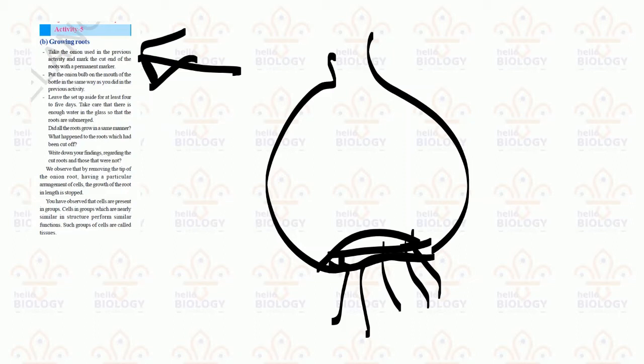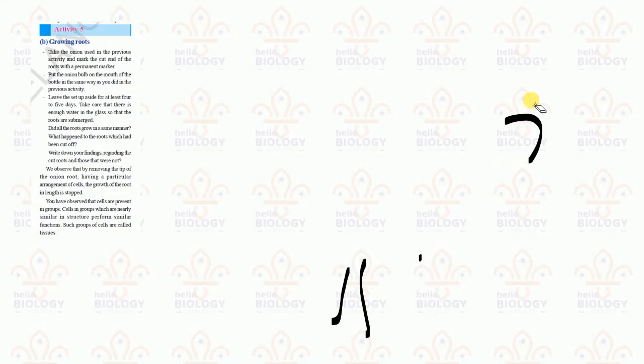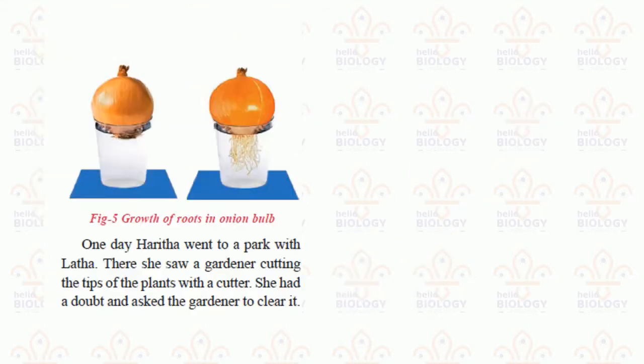Put the onion bulb on the mouth of the bottle in the same way as you did in the previous activity. Leave the setup for at least 4 to 5 days. So 4 to 5 days we need to put in a bottle. So as in case of like this. So you can see a clear idea on this here.